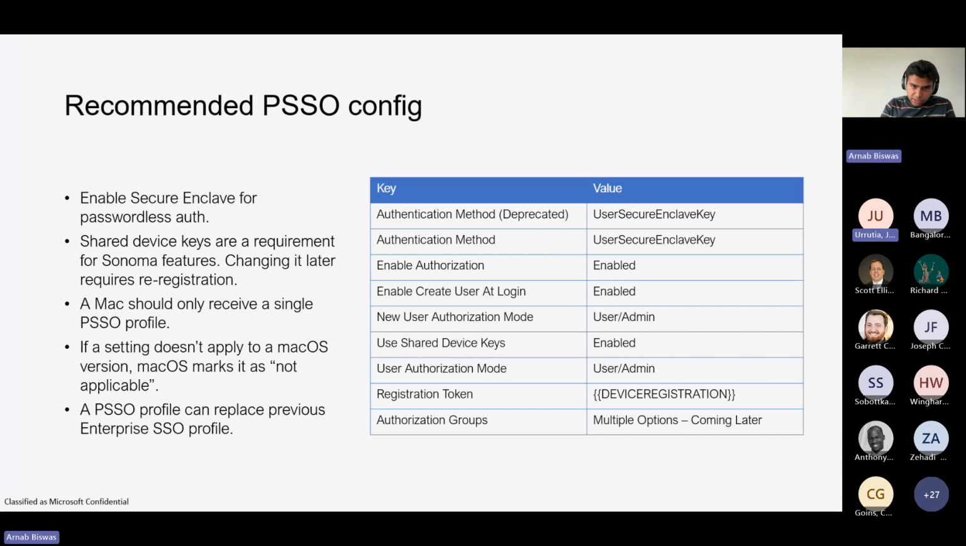The other key thing to mention here is this key called use shared device keys. It's an optional key. But if you're using platform SSO, we highly recommend turning this on at the beginning, because all the new features that macOS 14 Sonoma introduced actually depend on this key, and turning on this key later on would require the user to do re-registration, which is additional burden on the user and support. So if you're turning this on, you should just have it on, so that makes you more future-proof.